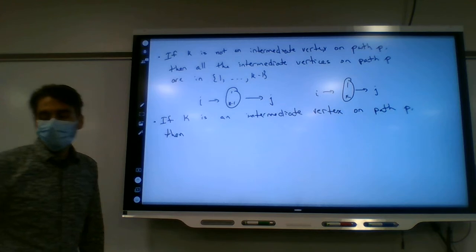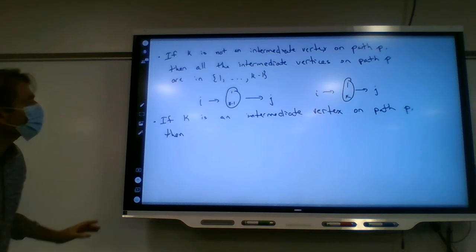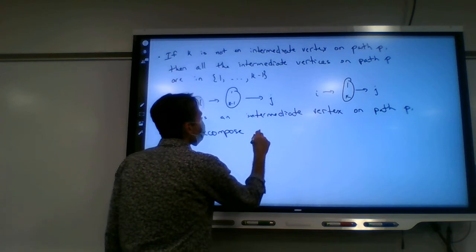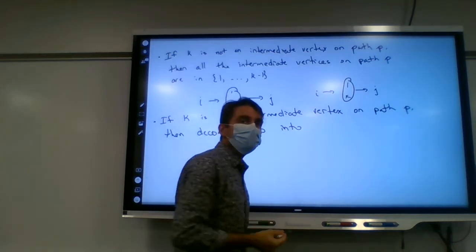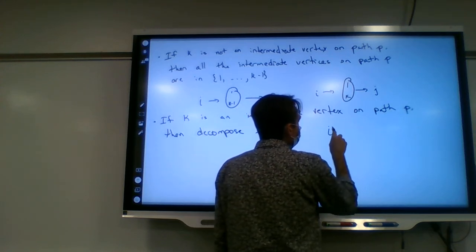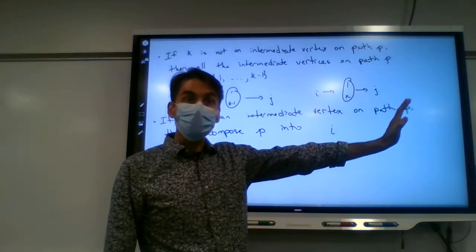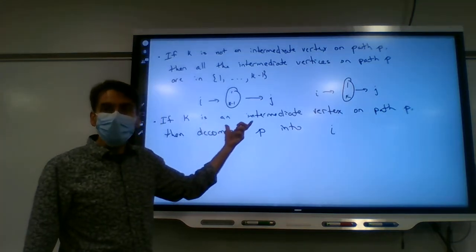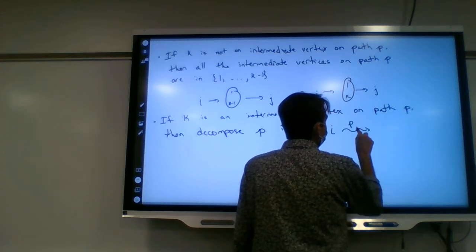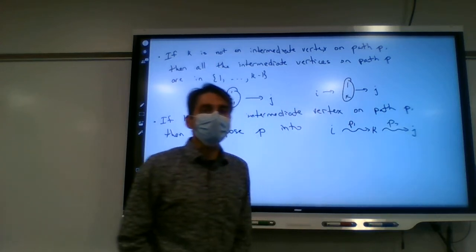Then what? Well, then let's break P up. Let's decompose path P into two parts. Remember, path P starts at I and goes to J. But now we know that it goes through K to get there. So let's break this up into the first part that goes to K and the second part that goes on to J.